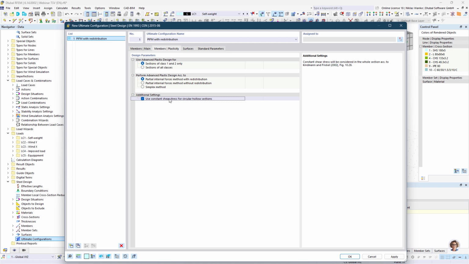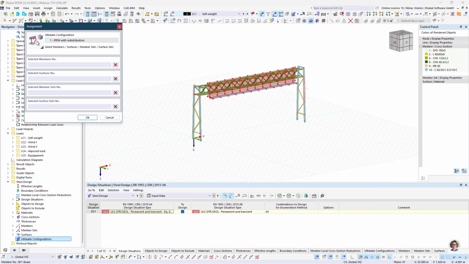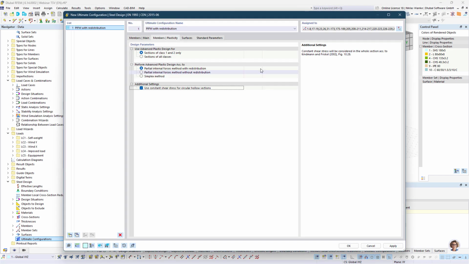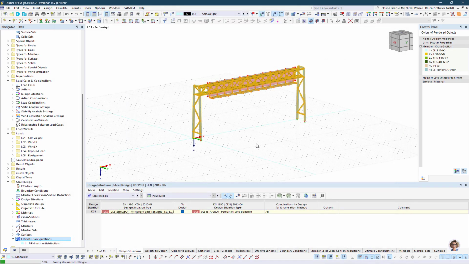I will leave this option activated like it is on default, but of course you can also deactivate it if you want. Okay, I said for this first ultimate configuration, we want to use the PIFM with redistribution. So we have already the correct options chosen here. Here we have the PIFM with redistribution activated. Now we can assign this ultimate configuration to our whole structure in the first instance. Apply, and now we are basically ready to go and can start the calculation.